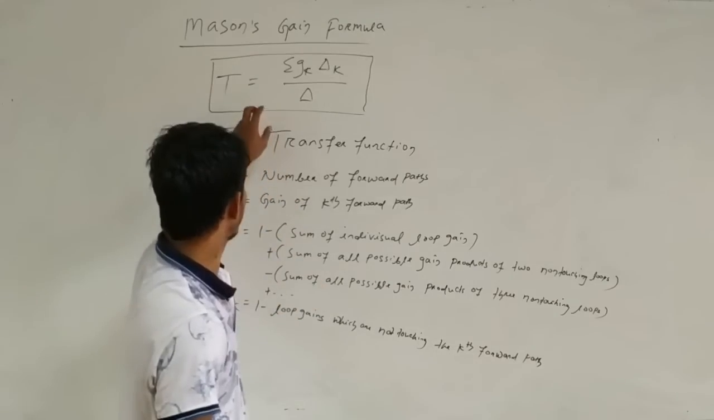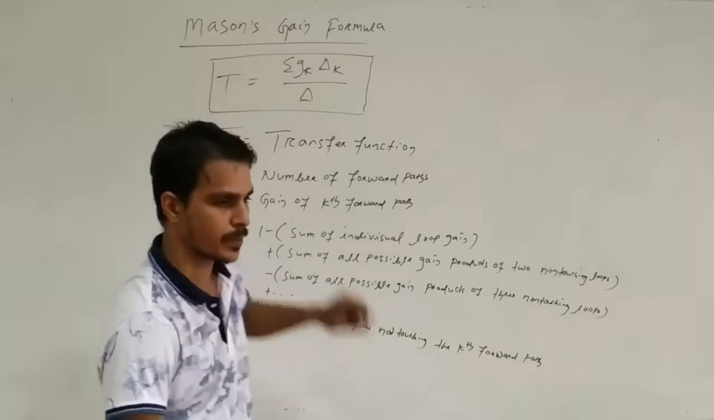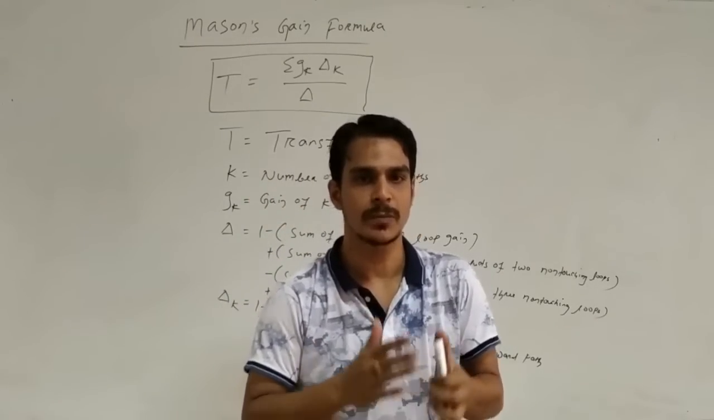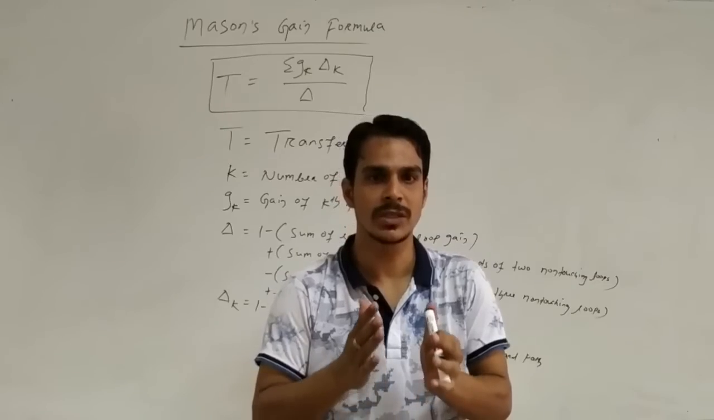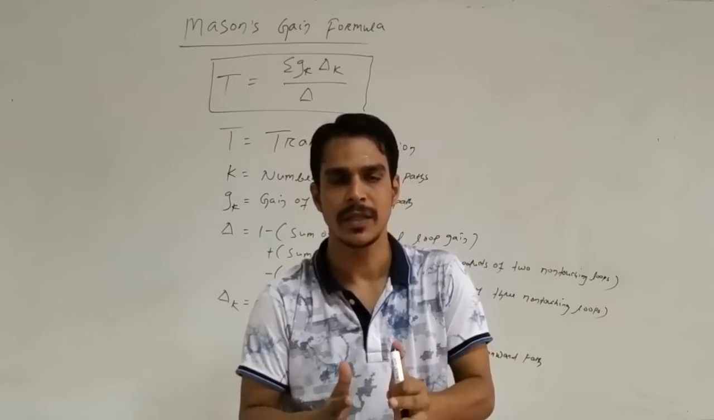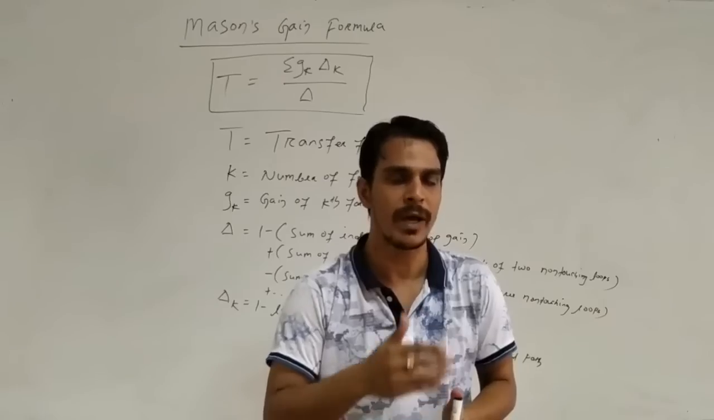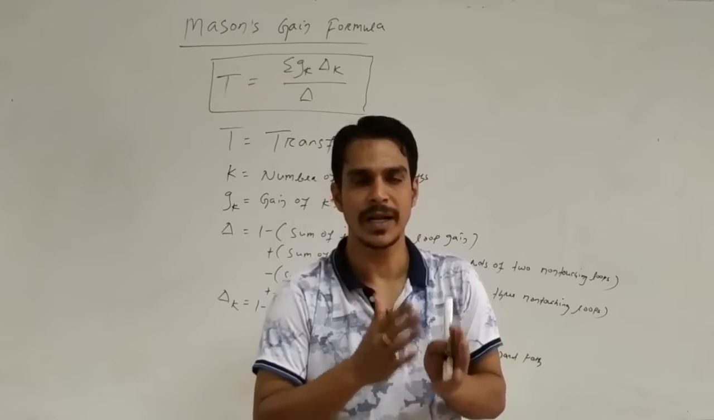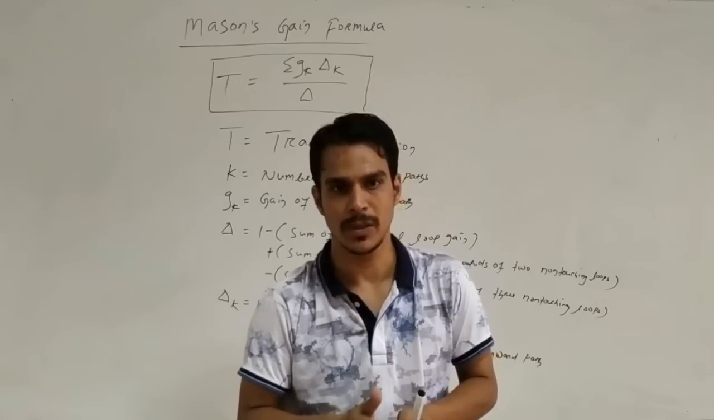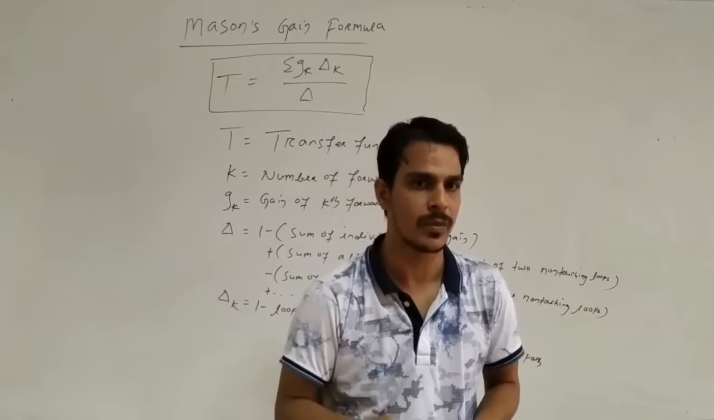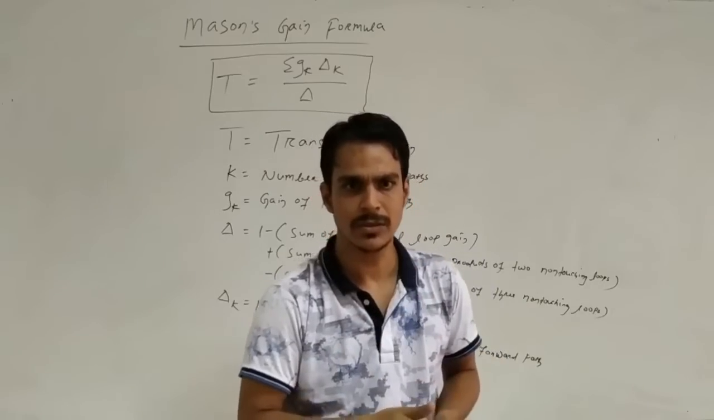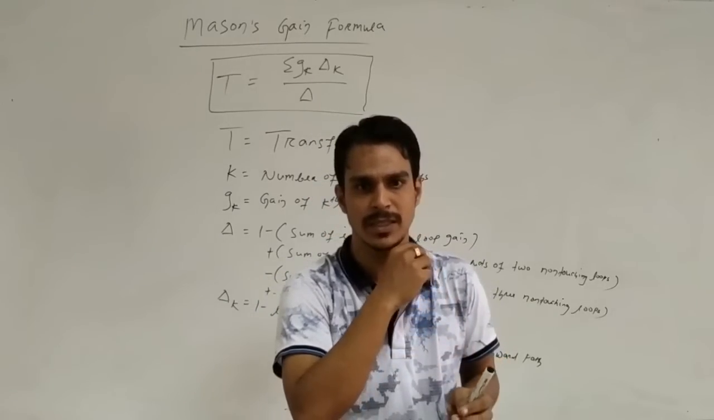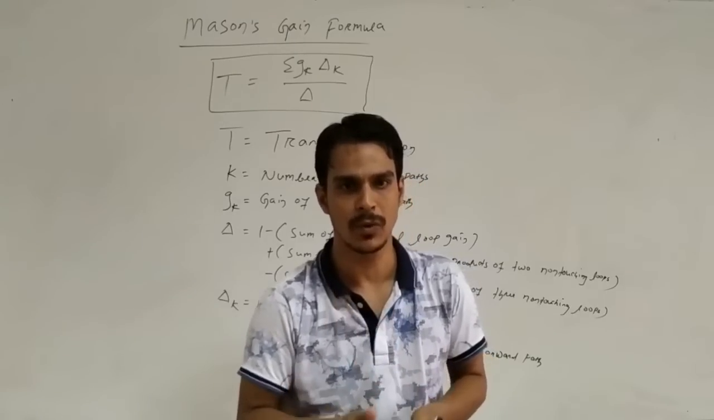So T is the transfer function. Mason's gain formula is used for solving the transfer function of a system whose signal flow graph is given. From the signal flow graph, using Mason's gain formula, we can find the transfer function of the system, or you can say the overall gain of the system. I will take a few examples by which we will apply Mason's gain formula for solving the signal flow graph.